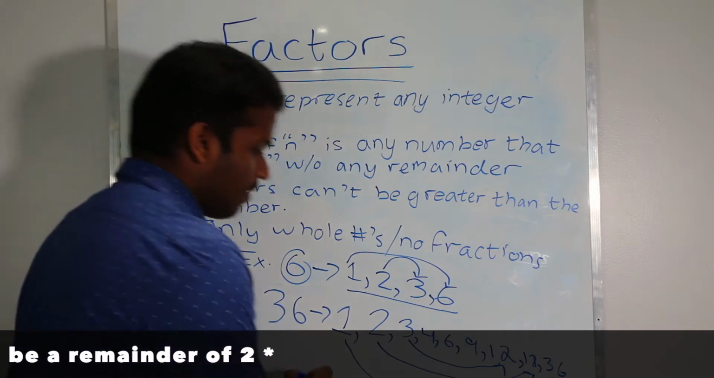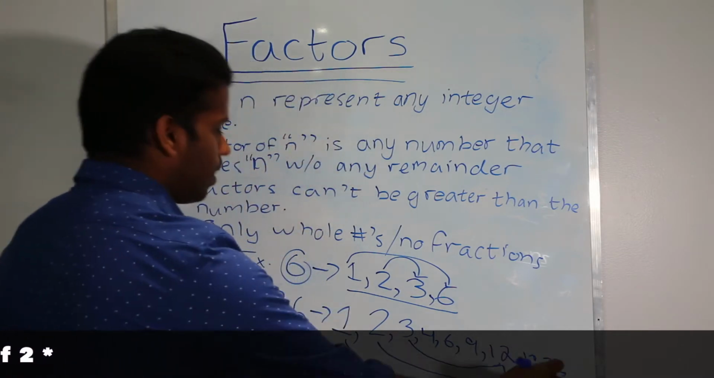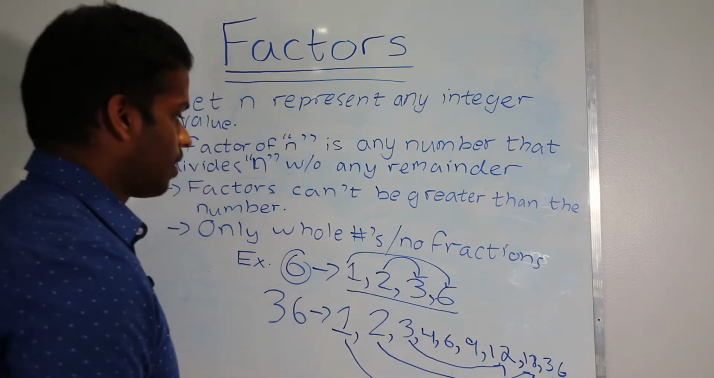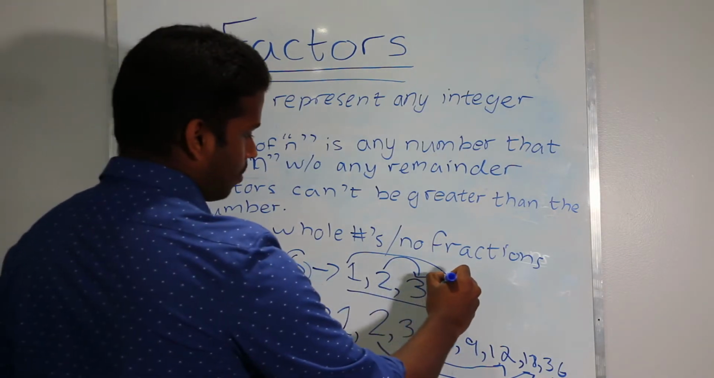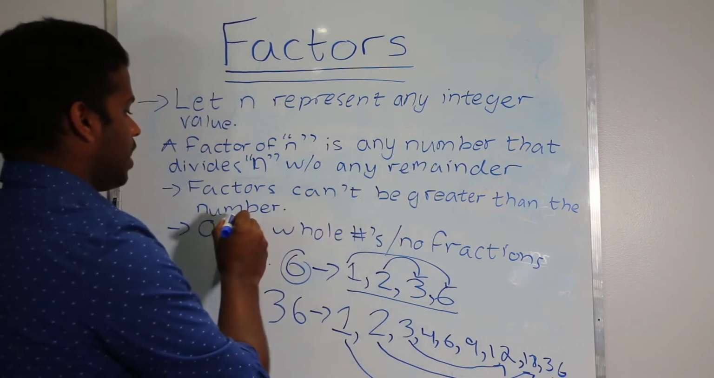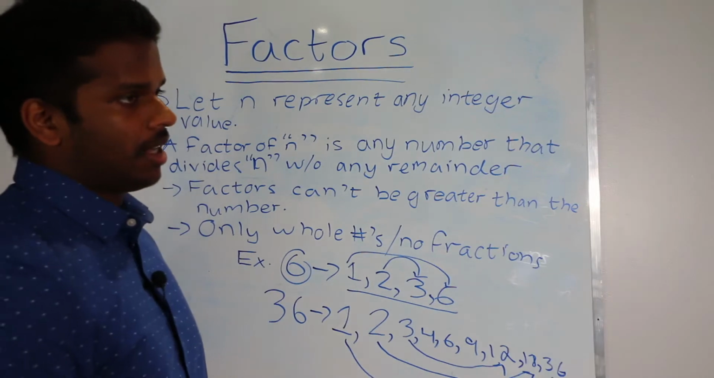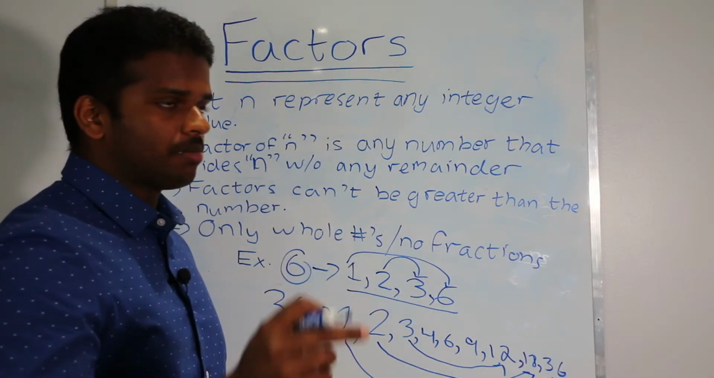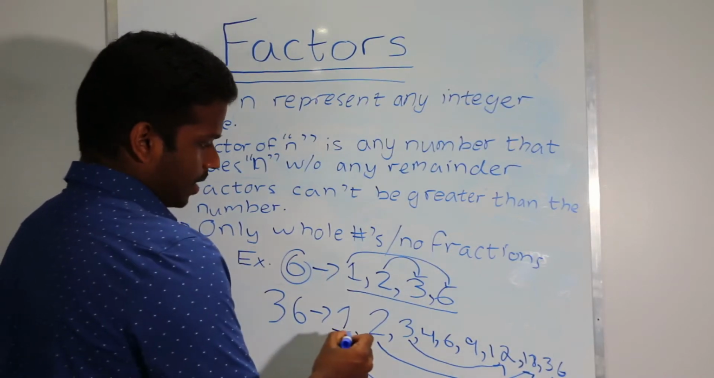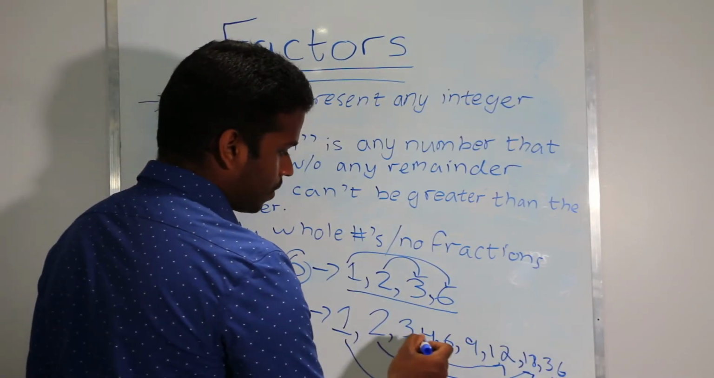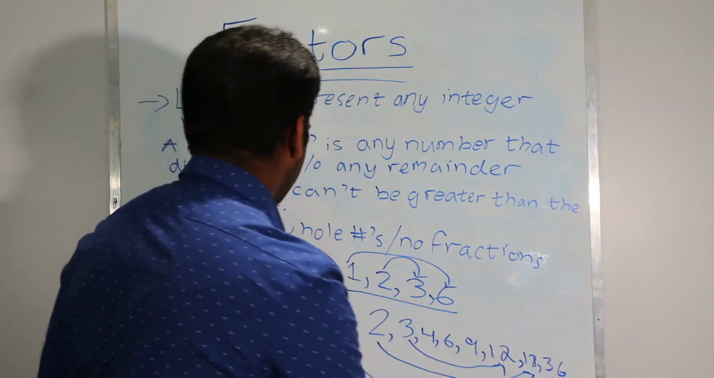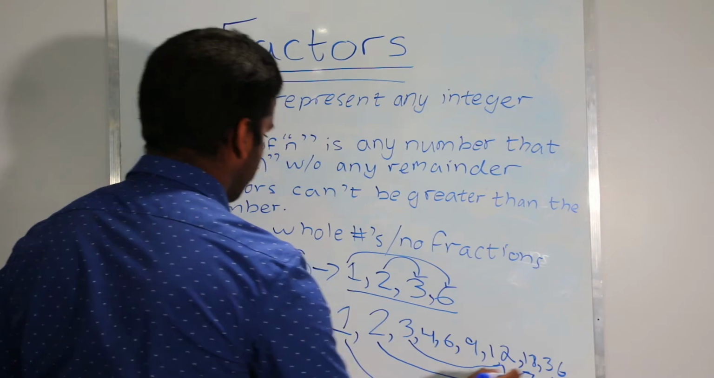Same for 36. I've listed all the numbers that you can divide 36 by and get no remainder. See how the last number I wrote was just the number itself, because factors can't be greater than the number itself. What can be is multiples, but we'll look at that in the next video. So this is 1, 2, 3, 4, 6, 9, 12, 18, 36. You can see that well in the camera. So these are factors of 36.